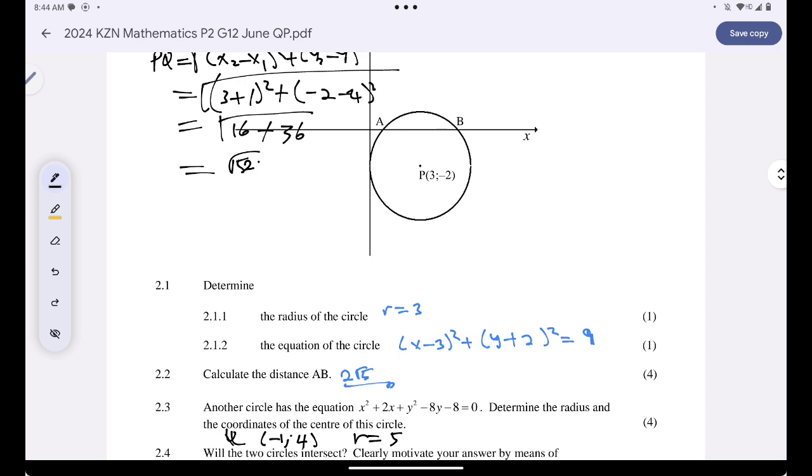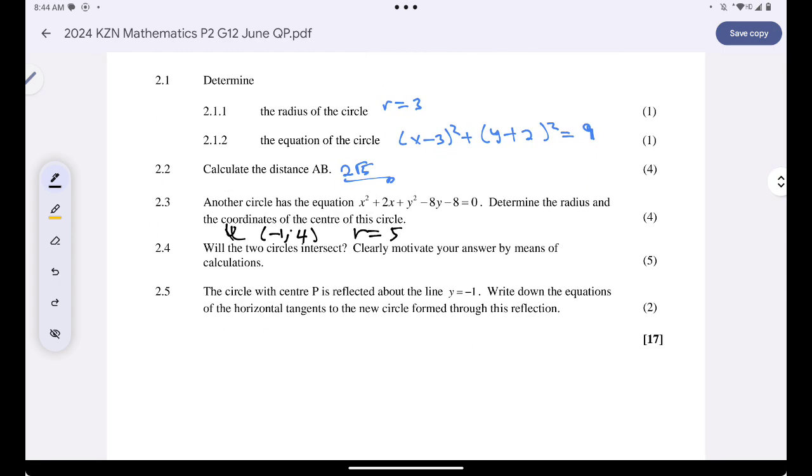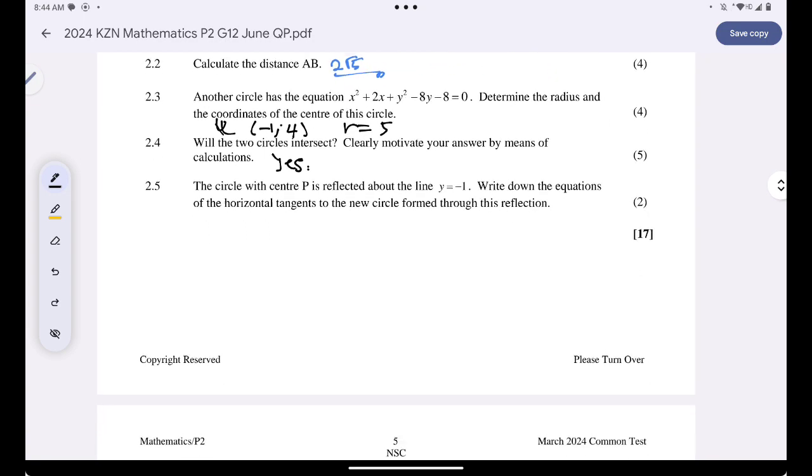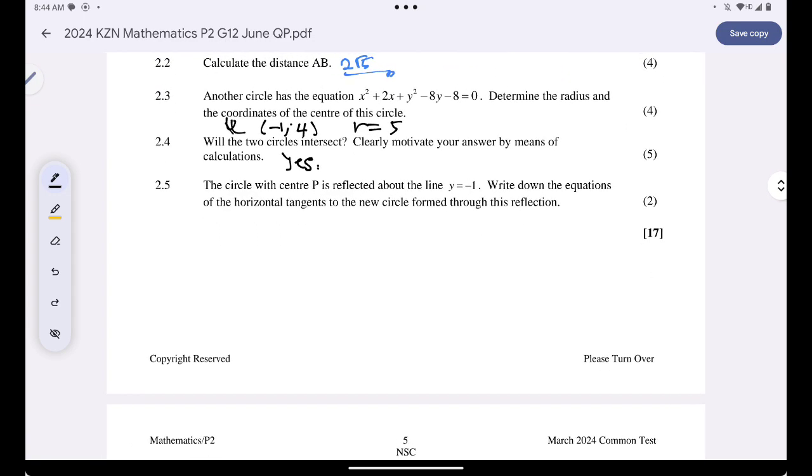52. Okay, as you can see, guys, the distance between the centers, we said they are P and Q, né? Is way less than the sum of their radii, so they will intersect. Yes, they will intersect because the distance between the centers is smaller than the sum of their radii. Okay, the circle with center P is reflected on the line y is equal to -1.